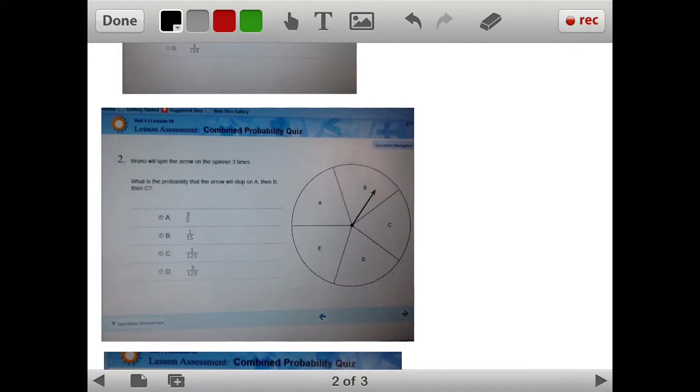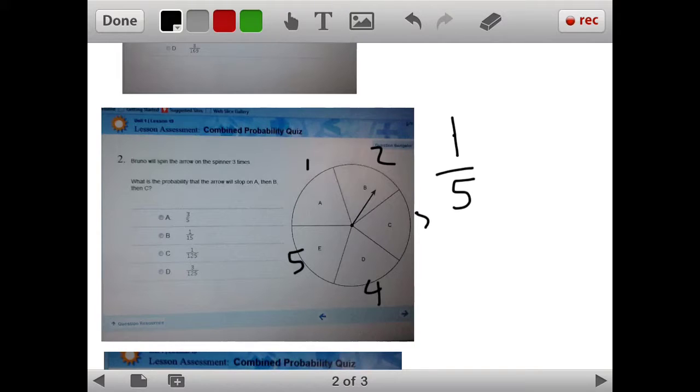This one says, Bruno will spin the arrow on the spinner 3 times. What is the probability that the arrow will stop on A, then B, then C? Okay, well, we have to count how many possible outcomes there are. Well, there's 1, 2, 3, 4, 5 possible outcomes. And the first time, he wants to know the probability of it stopping on A. Well, that's 1 out of 5.